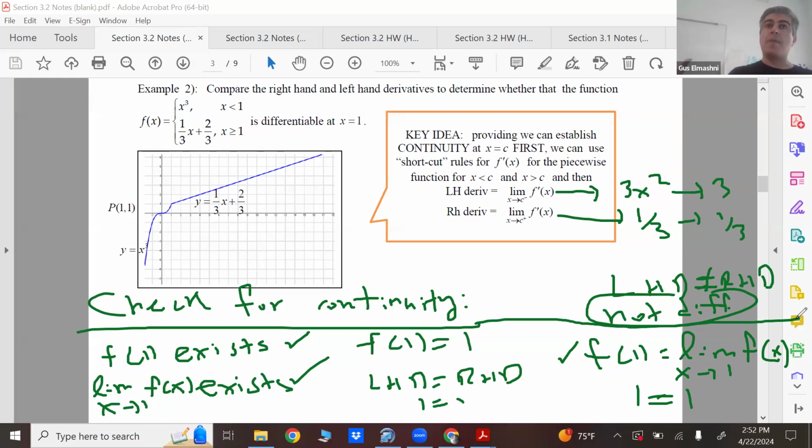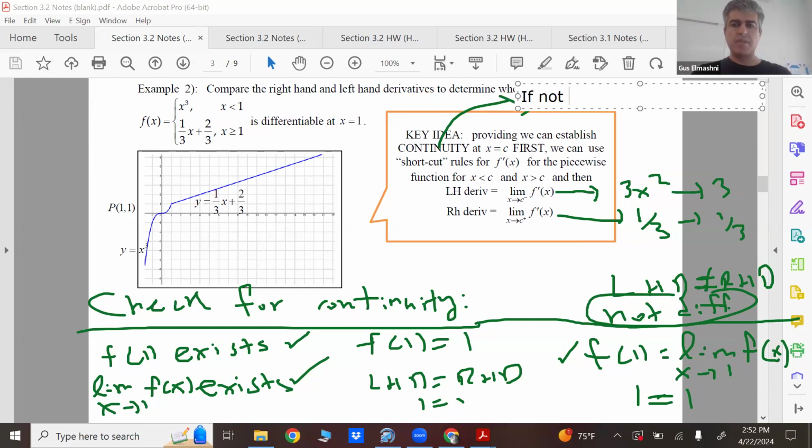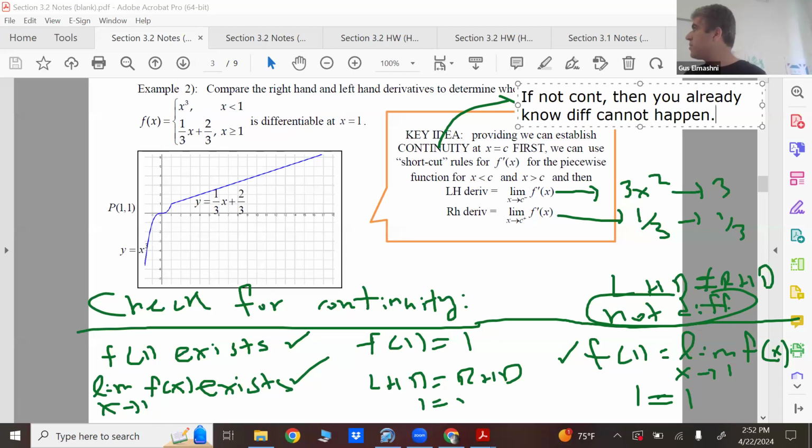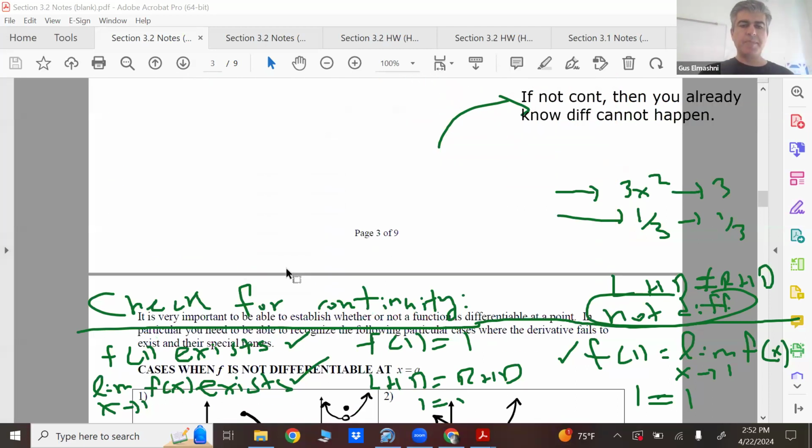Because if it's not, then you stop. Then you don't even waste your time. That's why. You don't have to go through the motions of checking for differentiability. I mean, checking for LHD and RHD. Actually, I should have emphasized that. If it's not continuous, then you already know differentiability cannot happen. So you can stop. Very good.